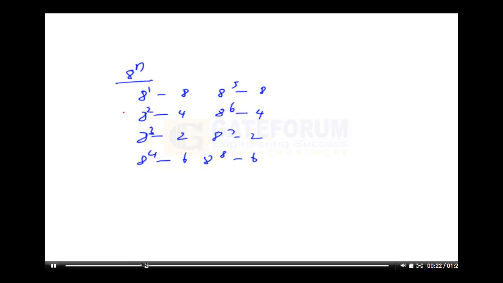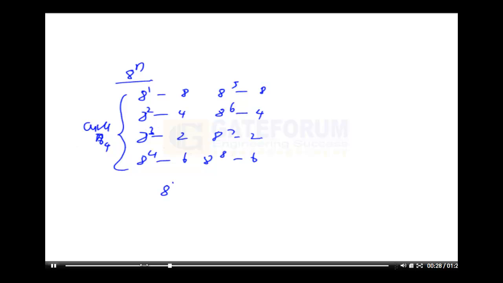8 power 1 is 8. 8 square ends in 4. 8 power 3 ends in 2. 8 power 4 ends in 6. If you go up, 8 power 5 will give you 8. 8 power 6 is 4. 8 power 7 is 2. 8 power 8 will end in 6. So even this is a cycle of 4.